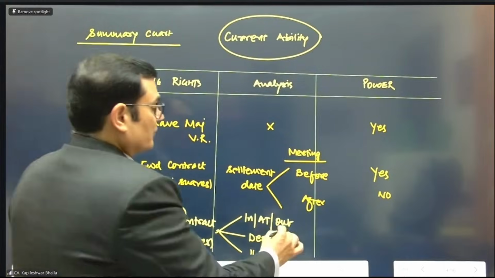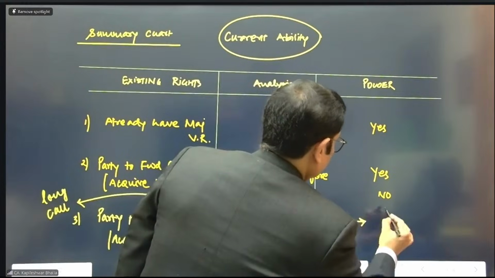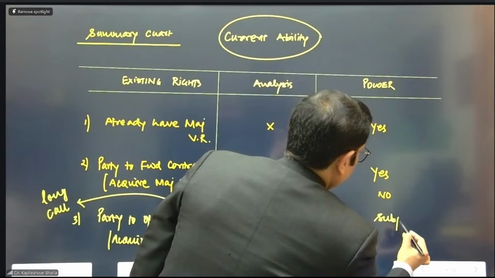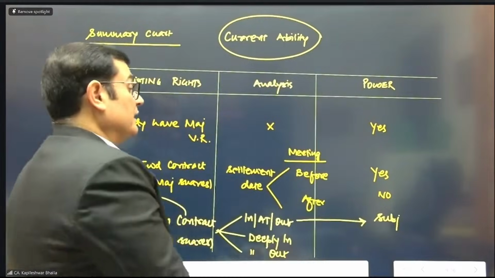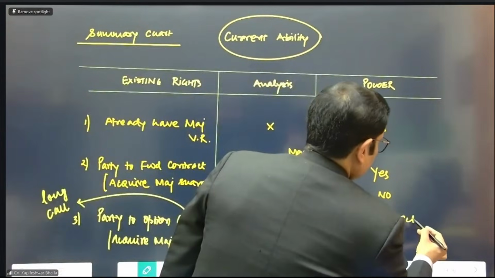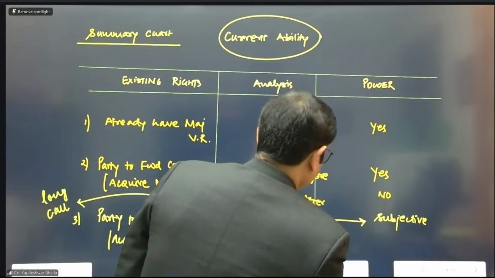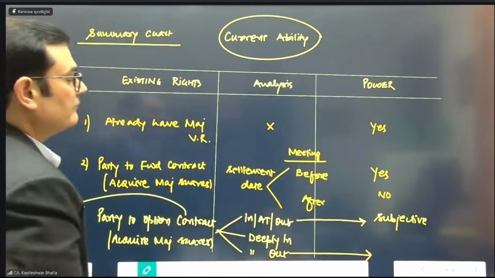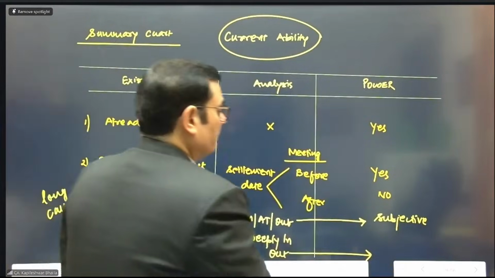Yes, sir. That's right. So in this case, I cannot say a yes or no. I would say it is subjective. Okay, if it is deeply out, can I say yes, no, or subjective? Deeply out. No. That's right. We do not get a power.